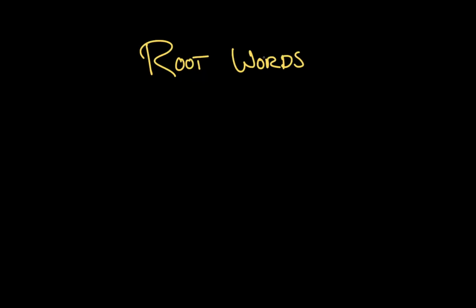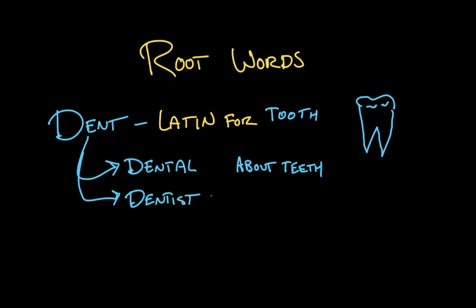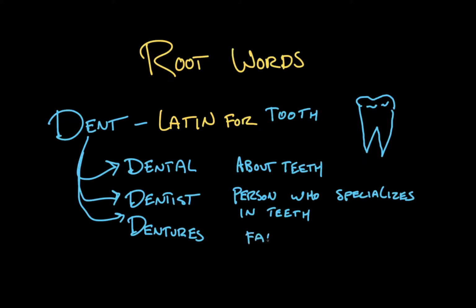There's this idea of a root word. Take the word dent, which is Latin for tooth. From that root word, we can get the adjective dental, which means about teeth, or the noun dentist, which means a person who specializes in teeth, or the noun dentures, which are false teeth. That's what a root is.